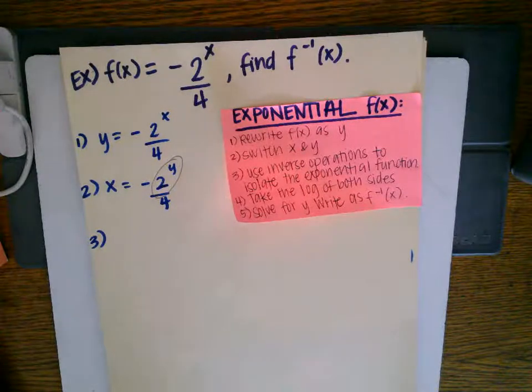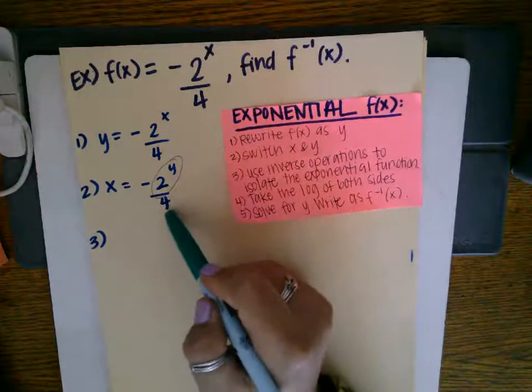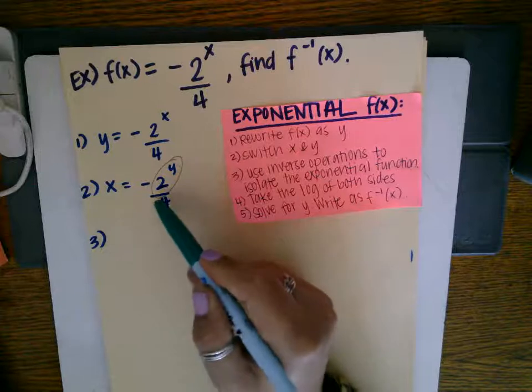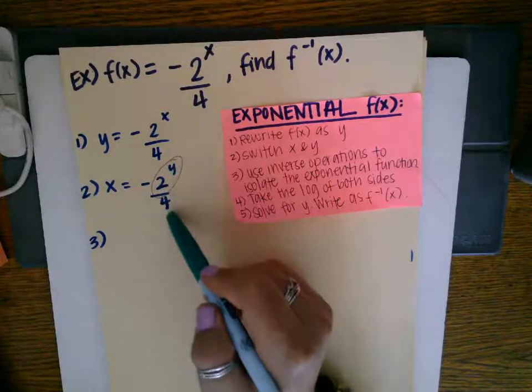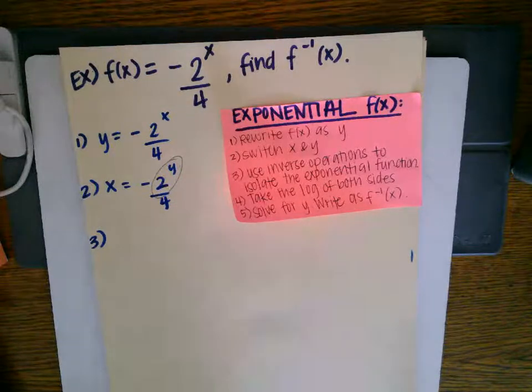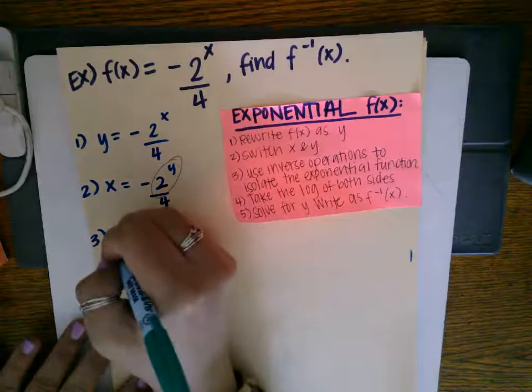I've got a couple obstacles in place right now. I need to get rid of this denominator of 4, and I recognize that this is dividing by 4. This is taking my exponential equation and dividing it by 4. So to undo that, to use an inverse operation of division, I could multiply both sides by 4.